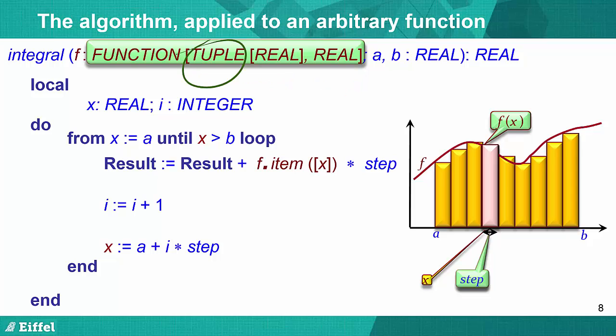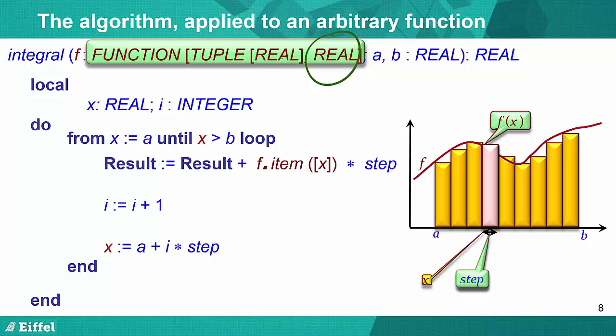What's a tuple? A tuple is simply a sequence of elements. So in general I can write tuple of ABC to denote sequences of 3 elements or more, the first of which is of type A, the second of which is of type B, and the third of which is of type C. So here we expect to integrate a function that takes just one argument, hence a tuple of just one element, real, and that function is going to return a real. So the second generic parameter here for function is real.